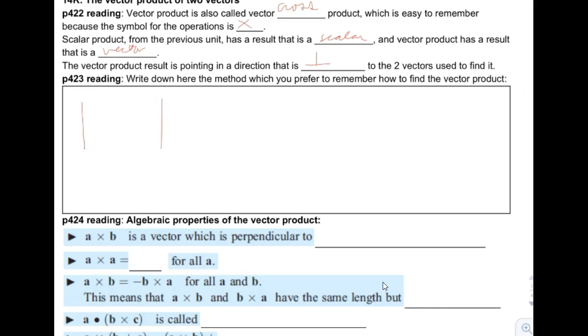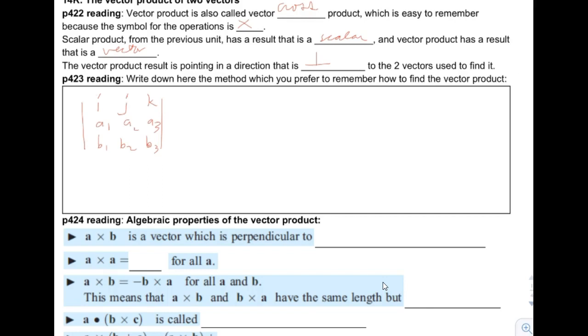writing it out in a table, in a matrix, and you would write the two vectors out across the second and the third row. And the top would be i, j, k, and then you would hide certain rows.